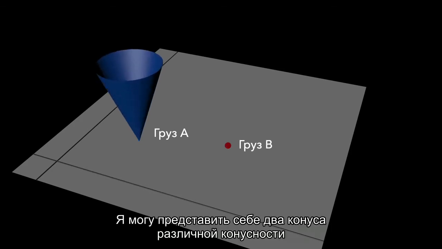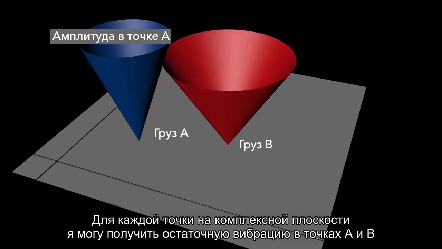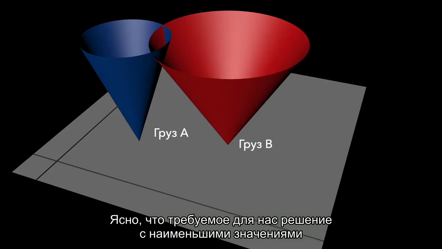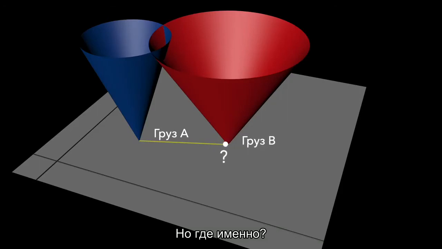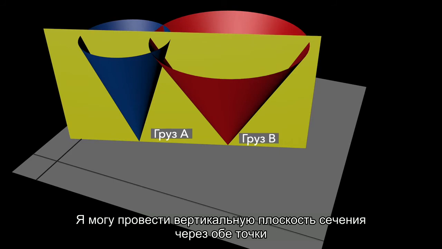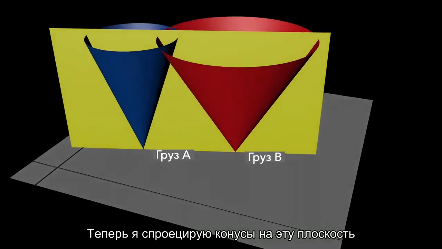I can imagine two cones with different steepness. For every point in complex plane, I can read residual vibrations in point A and B. It is clear that our required lowest solution must be on the line which is drawn between points mass A and mass B. But where? I can make the vertical cut plane through the both points. Now I draw just the look to this plane.